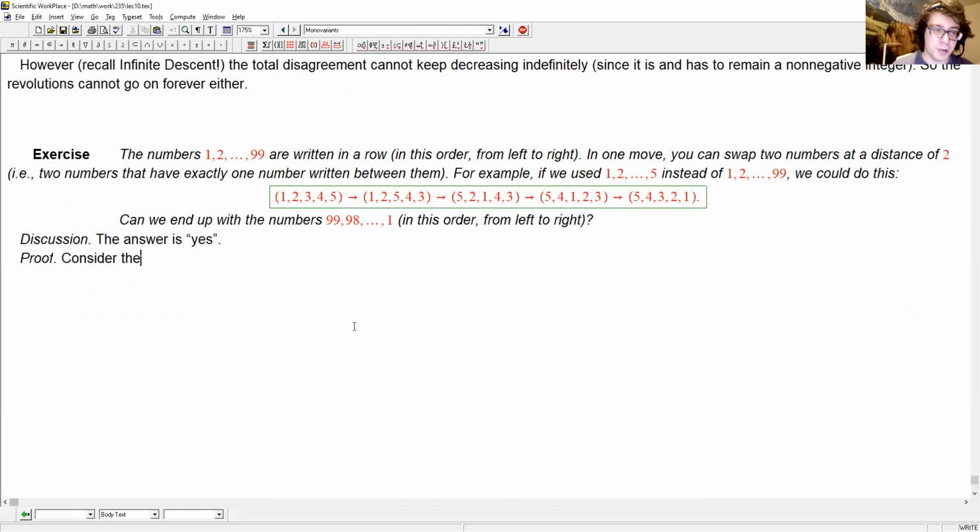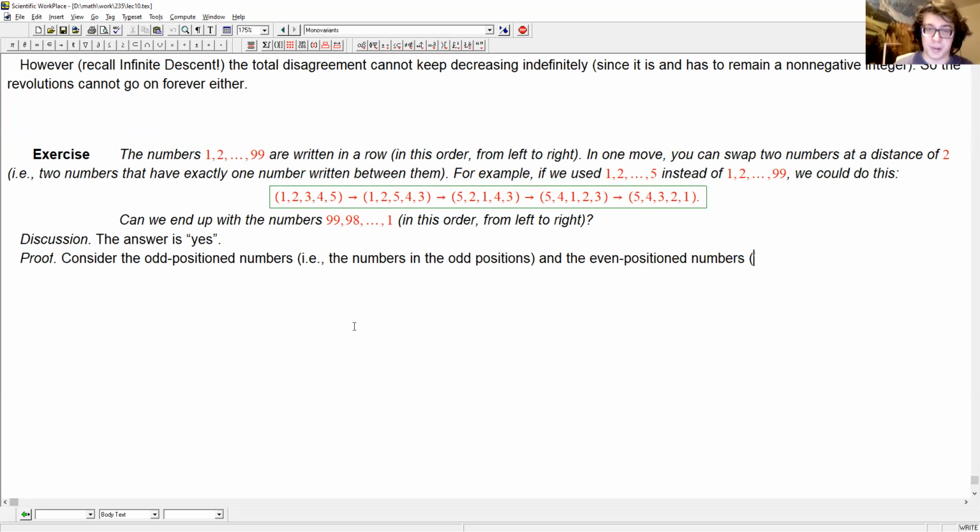So consider the odd position numbers, which means the numbers in the odd positions, and the even position numbers, so the numbers in the even positions, separately. And as before, positions are counted from the left. So at the beginning, 1 is in position 1, 2 is in position 2, and so on. And 99 is in position 99. But at the end, the positions are reversed.